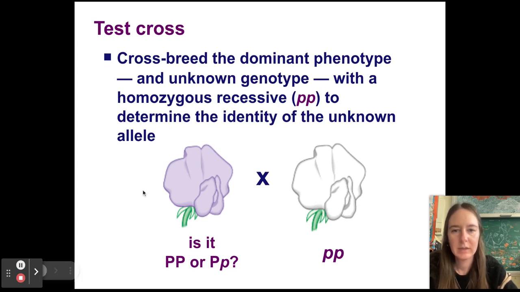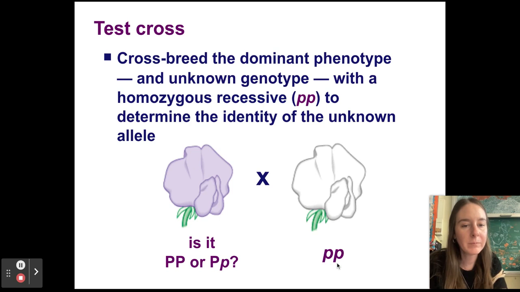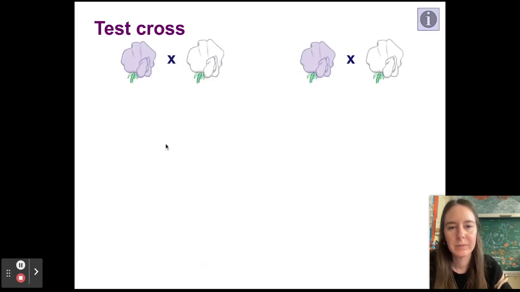We're going to take this and cross it with something that we know. We're 100% certain that this white flower is homozygous recessive. Why? Well, we know that it has to have 2 little p's in order to be white. If it had a capital P, it would automatically be purple. And if it had 2 capital P's, of course, it would be purple. So we already know the identity of this white flower. We know the other one is purple, a dominant phenotype, but we don't know its genotype. We're crossing it with a recessive. So let's do a test cross.